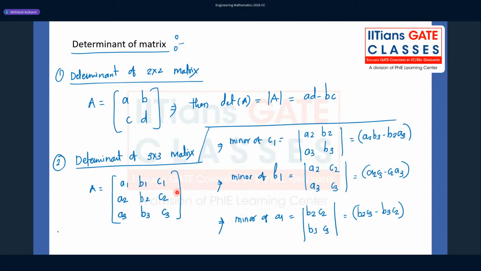And the same way, the minor of C1 is, forget about this row and column, A2 B3 minus B2 A3. Okay, so this is how you will get it.